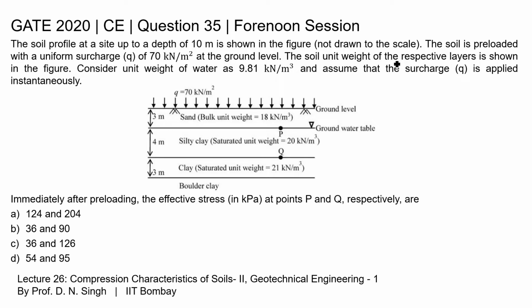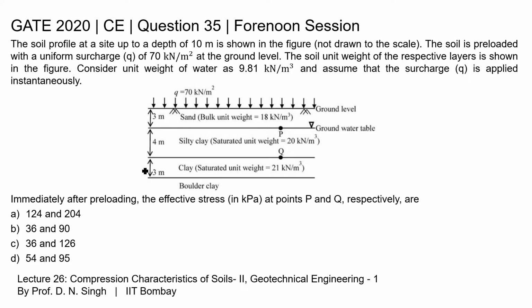The soil unit weight of the respective layer is shown in the figure. Consider unit weight of water as 9.81 kN per meter cube and assume that the surcharge is applied instantaneously. Immediately after preloading, the effective stress at points P and Q respectively are.